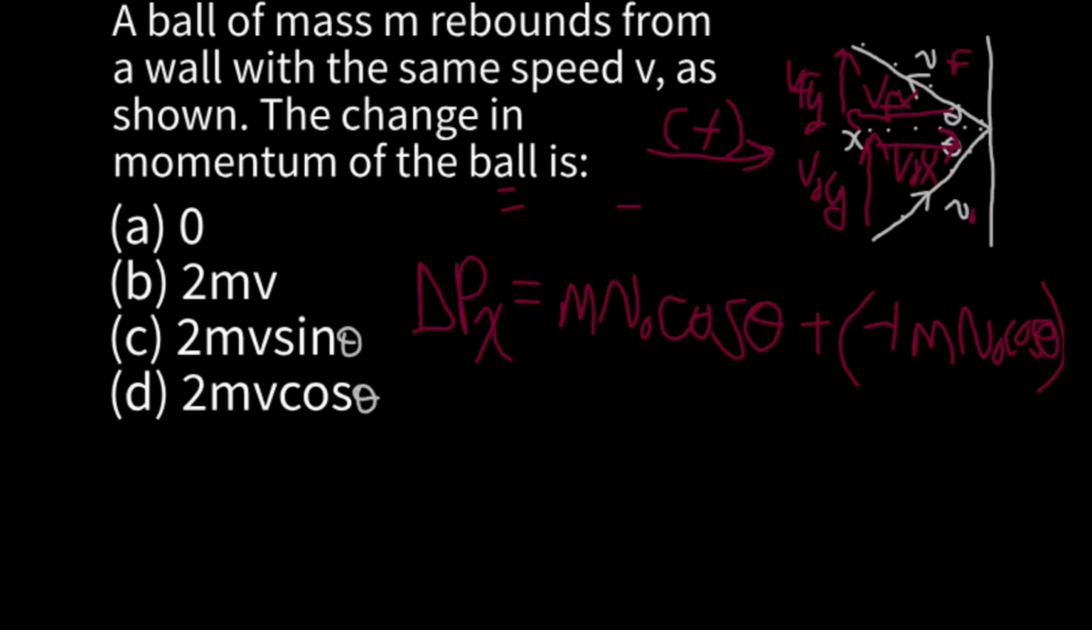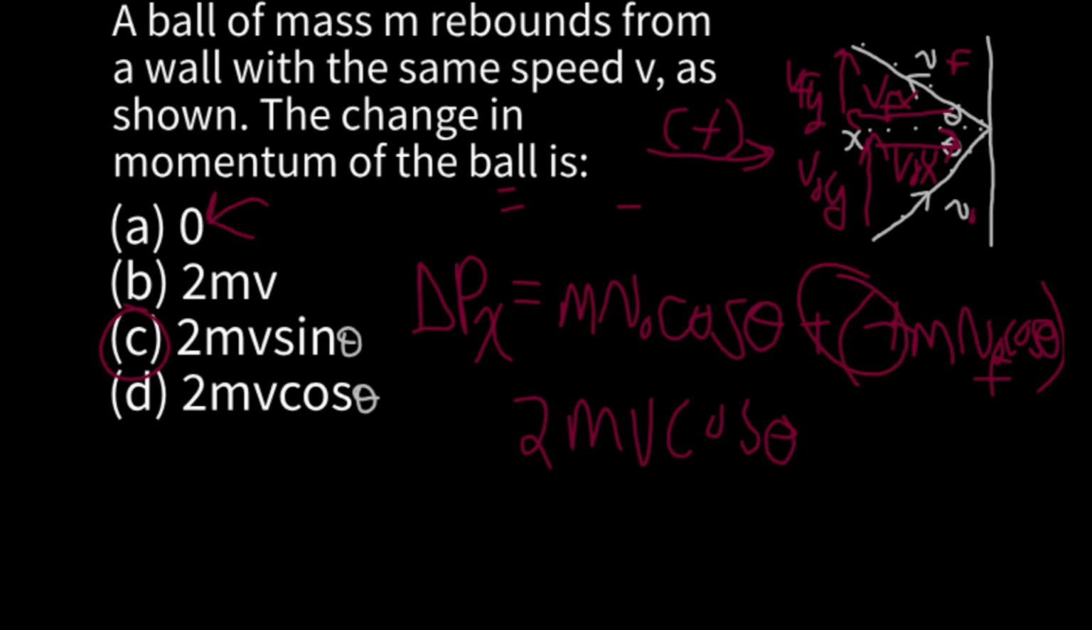These become a plus. Our change in momentum in the x direction, and thus our total change in momentum is 2mv cosine theta. This should actually be a vf, but our speeds are the same. So that means option C is the answer. This 0 would come if you forgot about this sign change here. If you just said minus a positive, that would be incorrect. Anyway, hopefully you see how important it is really becoming for us to define these positive and negative directions.